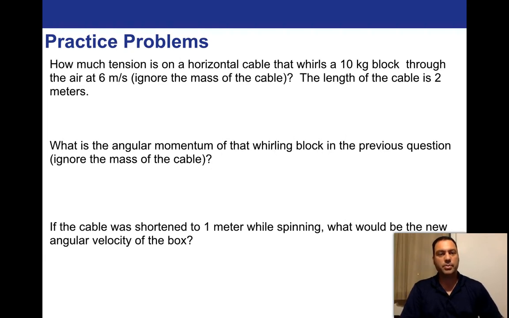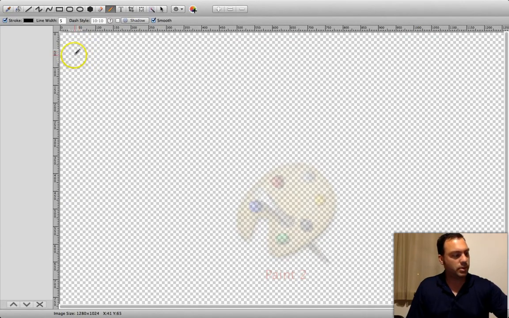Okay, so the next part of the question is, what is the angular momentum? Oh, this is kind of a fun one. Of that whirling block in the previous question. So we ignore the mass of the cable, right? Because we would have to use the mass of the cable. This calculation would be a little dirtier, so we ignore it. All right, so this is actually pretty straightforward. We just use our equation for momentum. Plug it right in.